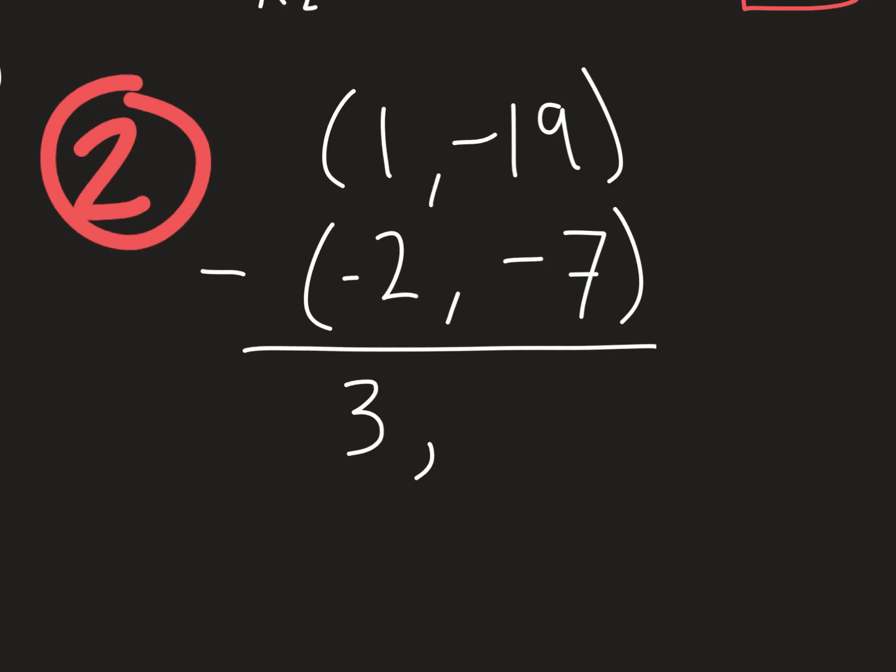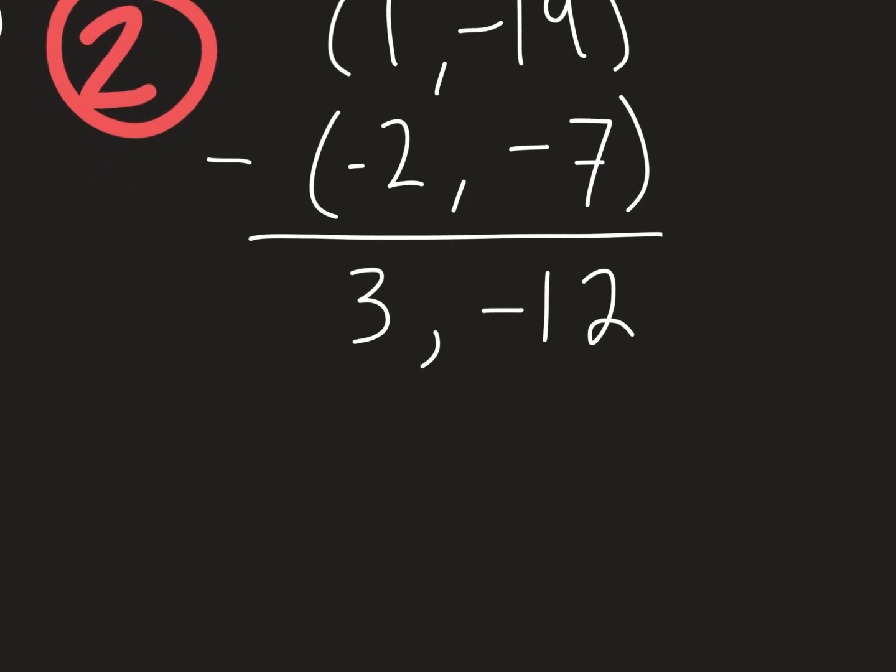Negative 19 minus negative 7. Alexis, negative minus a negative is? Positive. Add. So negative 19 plus 7 is? Negative 12. So it's very important, this next step.